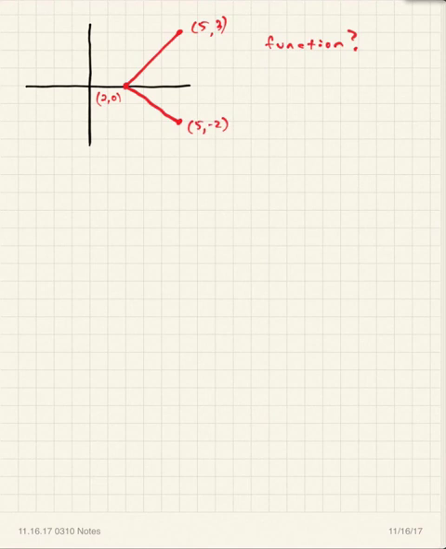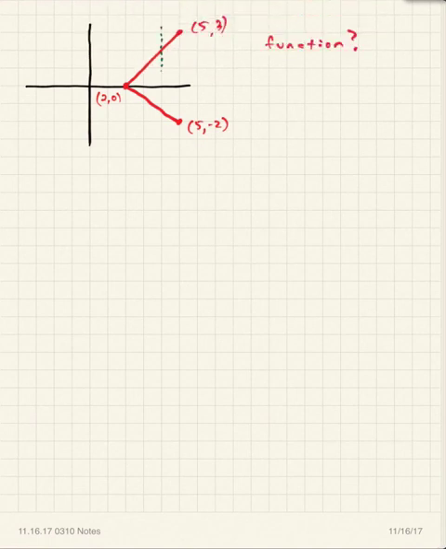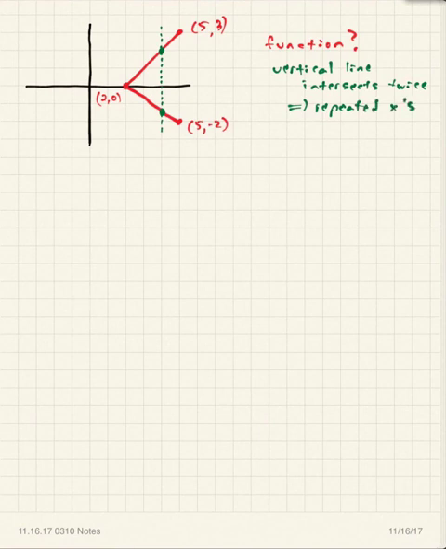And in this case, what's true? This is not a function, is it? Because what can I do? I can draw a vertical line that intersects this graph twice. And because I have a vertical line that intersects twice, I can draw multiple lines like that. Vertical line intersects twice. That means I have repeated x's. It means the graph fails the vertical line test. So I'll write, fails the vertical line test.